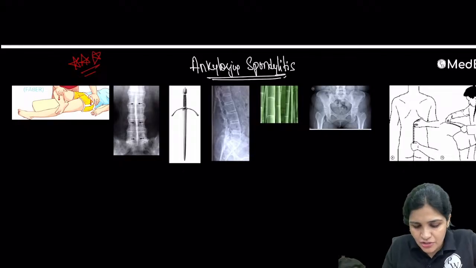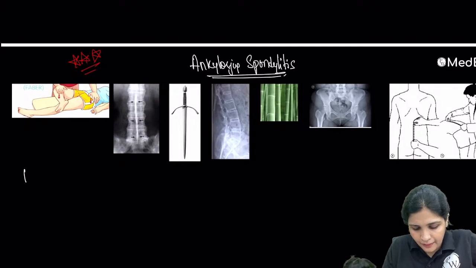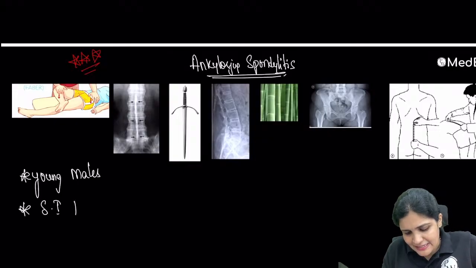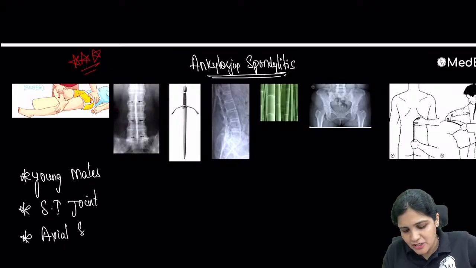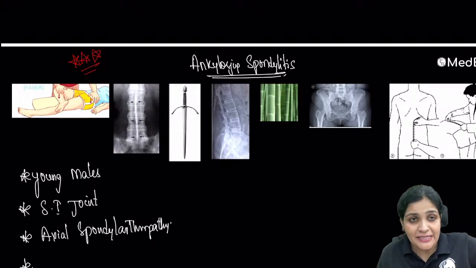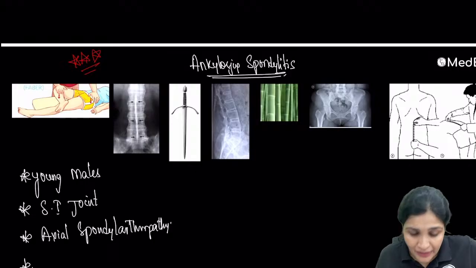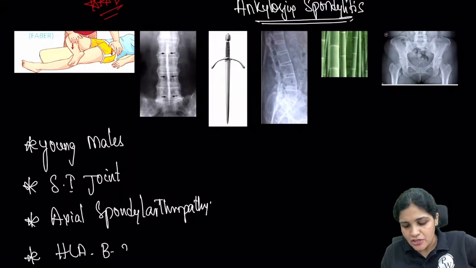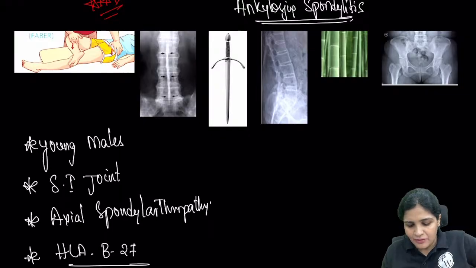It is a condition which is usually seen in the sacroiliac joint, spine and hip. Yes, it is an axial joint involvement, axial spondyloarthropathy is the name given to it. That means it is usually seen in the axial skeleton, and especially in the sacroiliac joint, right? And this is usually seen in young males, and it is associated with HLA-B27.